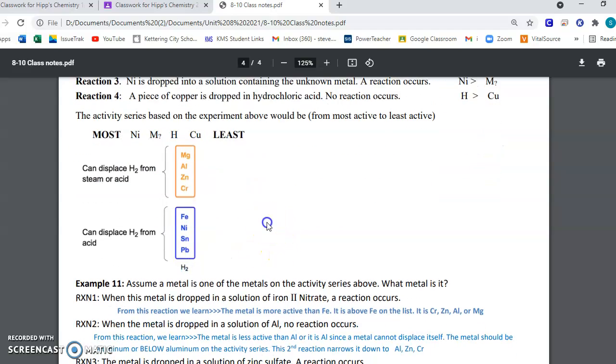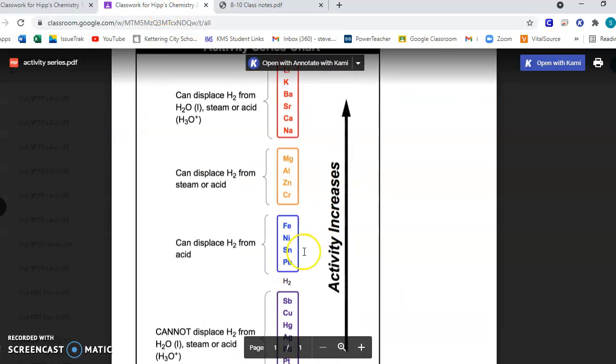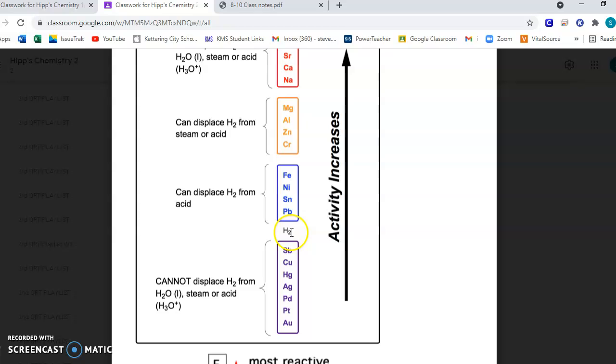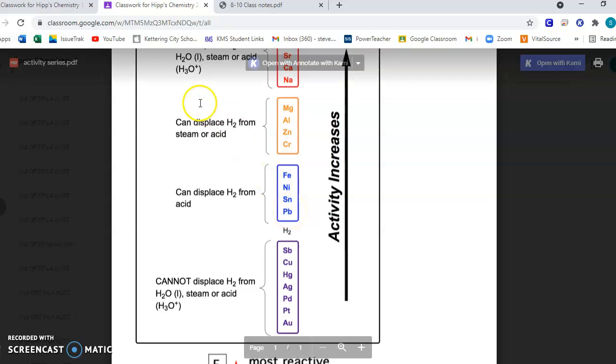If we look at the actual activity series, we would see that yes, nickel should be above hydrogen. Hydrogen should be above copper. So if we're looking at it, there's nickel, there's hydrogen, there's copper. What could our unknown metal be? It could be tin, it could be lead, because those are the two metals that are above hydrogen. But we don't know for sure which one it was. We would need to do further experimentation, but we would narrow it down to tin or lead.